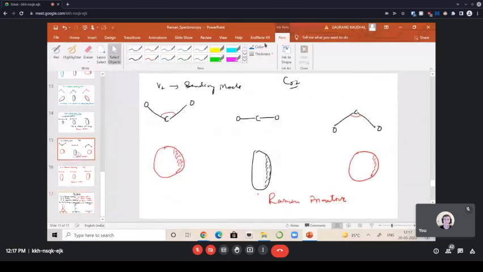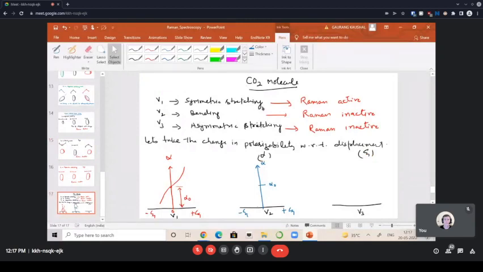Okay, that was the bending mode. So this was the initial case, where alpha naught is the equilibrium polarizability. When you change the bond angle towards the lower side, the polarizability ellipsoid will look like this. When you change in the negative axis, the polarizability ellipsoid will look like this. So there is an equal change in the bond angle in the opposite direction. That's why the polarizability curve will look like this.